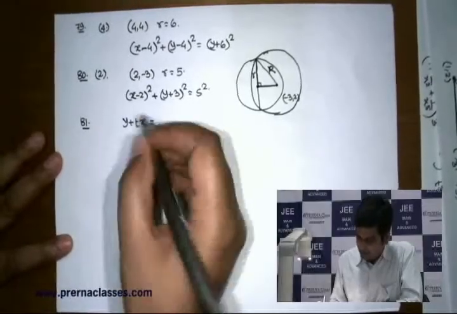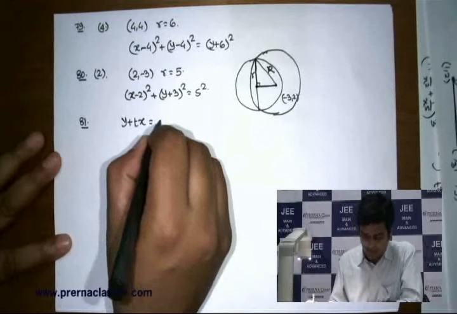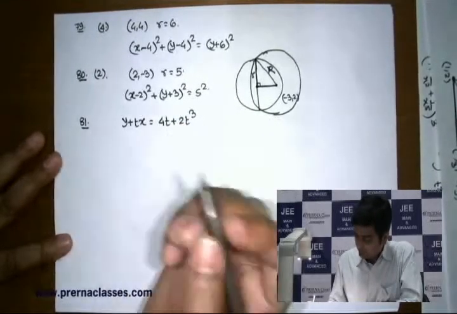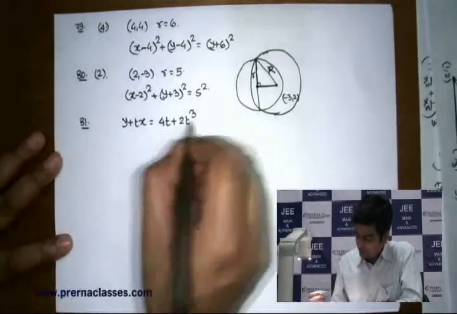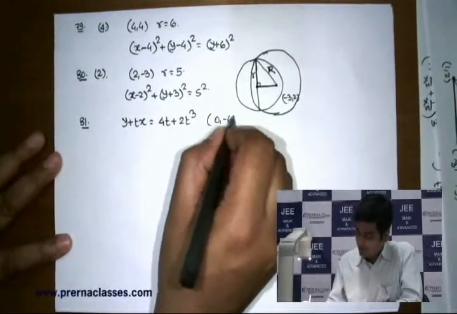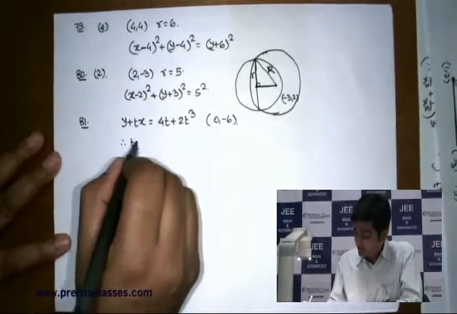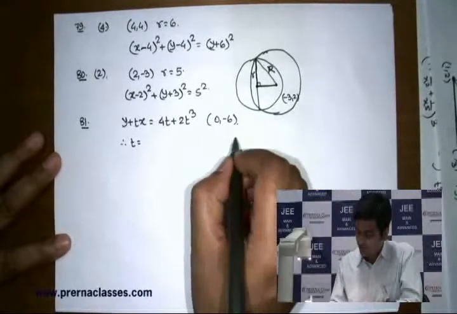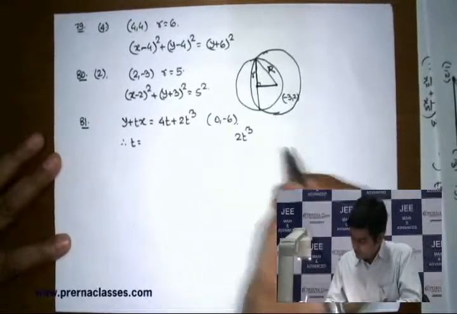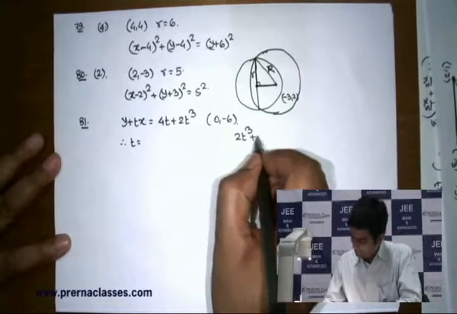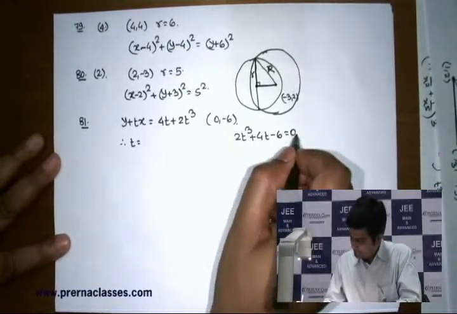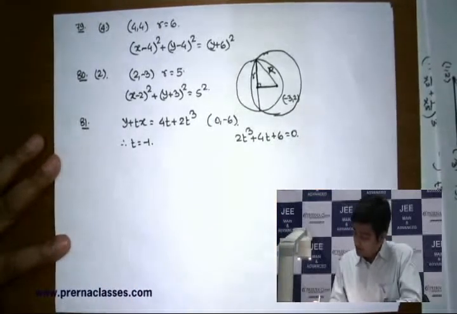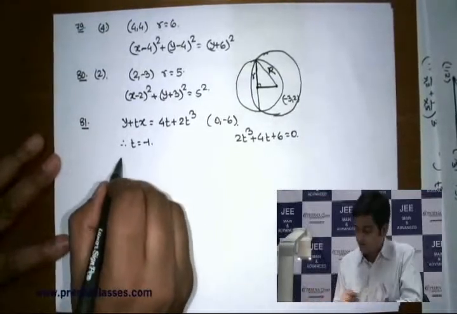Equation of such a normal, because a is 2 in this case, is this much and the center of that circle is 0, minus 6. This must lie on it. Once you simplify that equation, the cubic equation, you can check you have got t equal to minus 1 as the solution and the other 2 solutions are complex numbers.